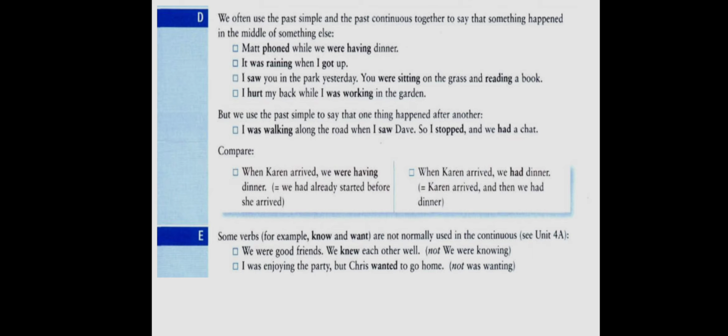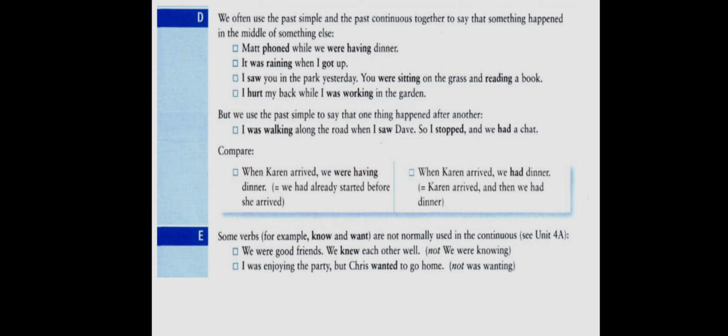We often use the past simple and the past continuous together to say that something happened in the middle of something else. Or in other words, when one action interrupts another action. The finished action or the completed action takes past simple, and the continuous action or the long action takes past continuous. For example, Matt phoned while we were having dinner.